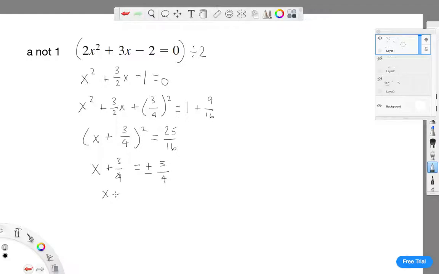And we will solve for x. Luckily, we have a common denominator, so it's pretty simple. 5 plus 3 over 4, or 8 over 4, which equals 2. And our second x value is negative 5/4.